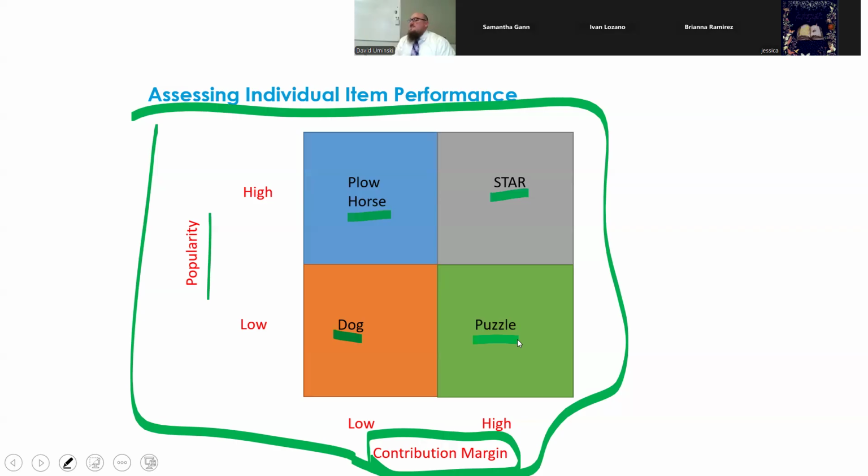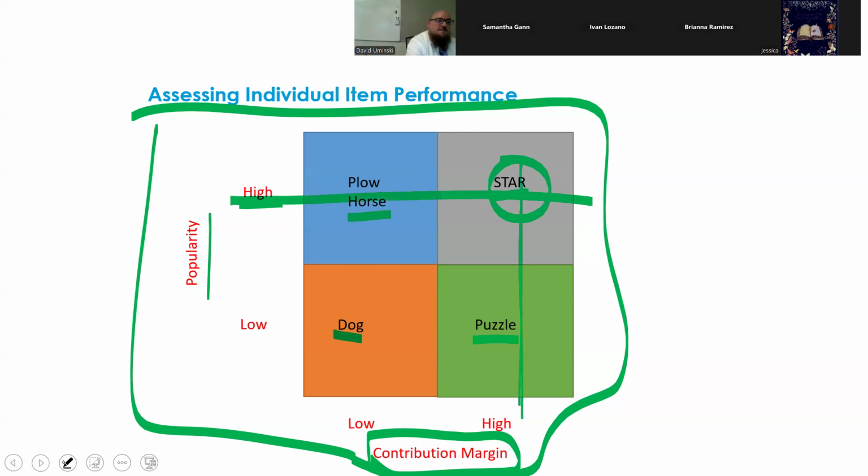But essentially, what we're going to do is analyze our menu. If something is highly popular, and it is above the average contribution margin, they intersect right here at the star category. If something has low popularity, which means people maybe don't order it all that much, and it's below the average of our contribution margin, well, then that's considered the dog category.